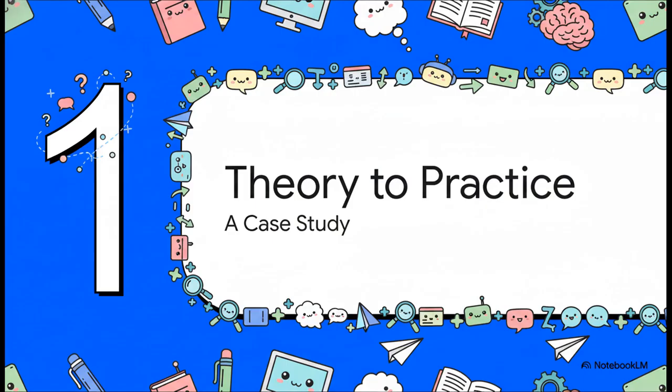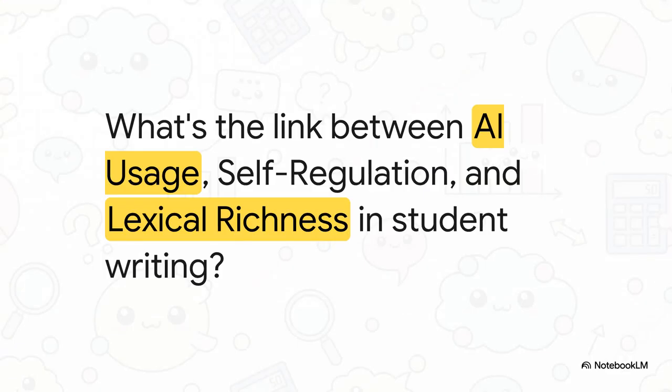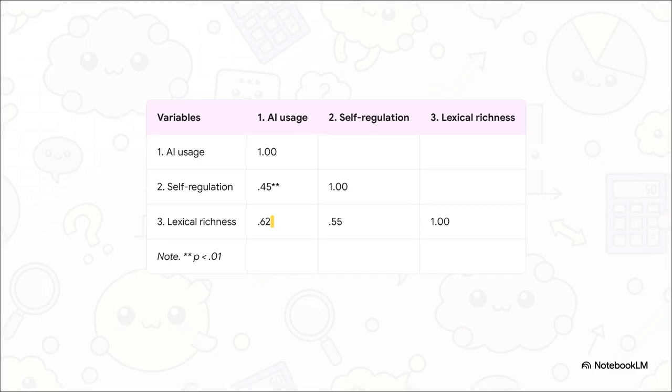Researchers wanted to understand how student writing is affected by two very modern factors, the AI tools they use and their own learning habits. The researchers were asking a really specific question. They wanted to know if there's a link between how much students use AI tools, how good they are at managing their own learning, and ultimately, the richness of the vocabulary they use in their assignments. So first up, they ran a correlation analysis. A matrix like this lets you see every relationship all at once. Now, if you look at where AI usage and lexical richness intersect on this table, you'll see that number, 0.62.